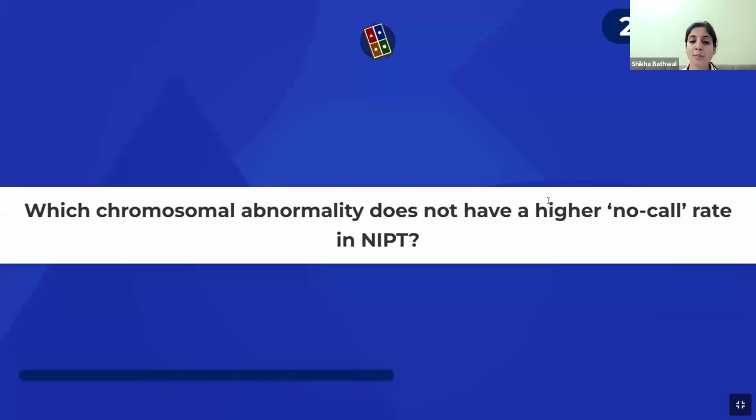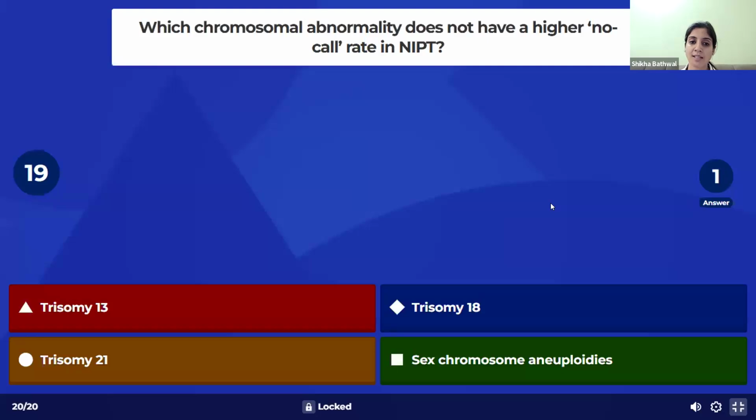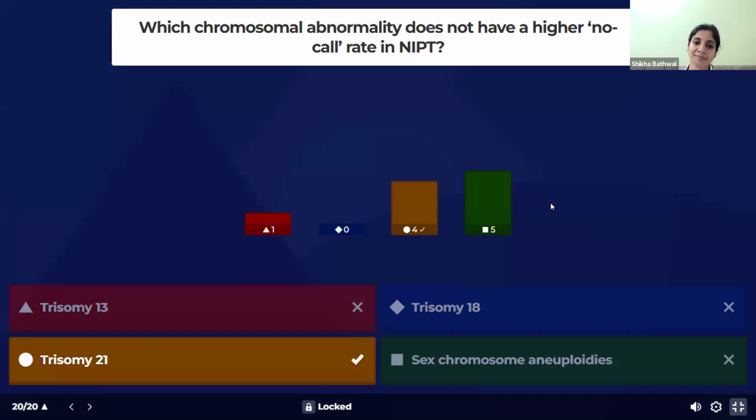Which chromosomal abnormality does not have a higher no-call rate in NIPT? Trisomy 13, trisomy 18, trisomy 21, and sex chromosome aneuploidies. This was already discussed by our previous speaker, Dr. Shipra, very clearly mentioned. Okay, so yes, trisomy 21 is the answer.